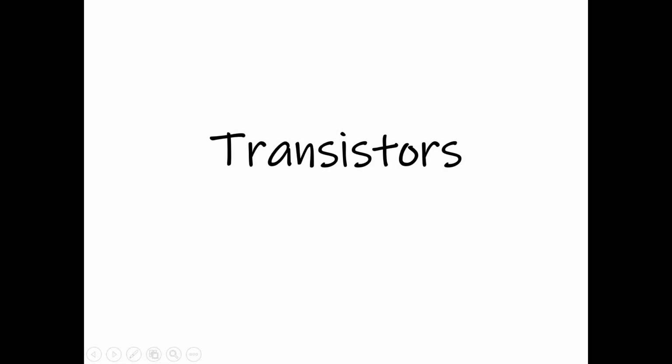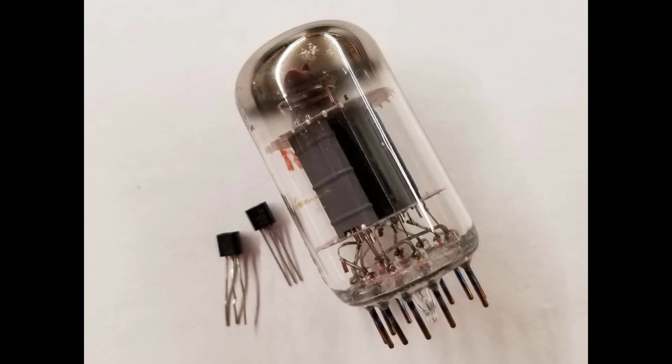This lesson is about transistors in electronics. Here's a picture of a vacuum tube compared to two different transistors. And you can see why transistors, when they were invented, quickly started to replace vacuum tubes.